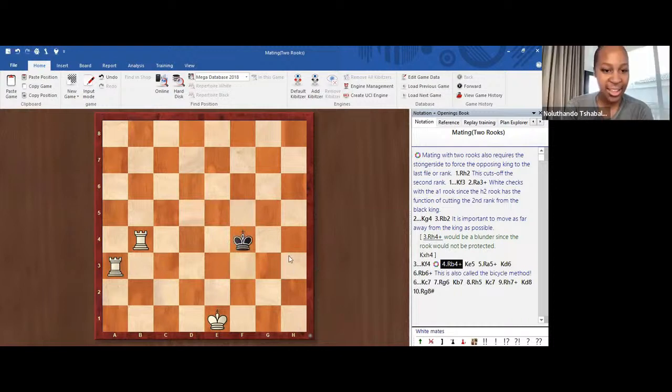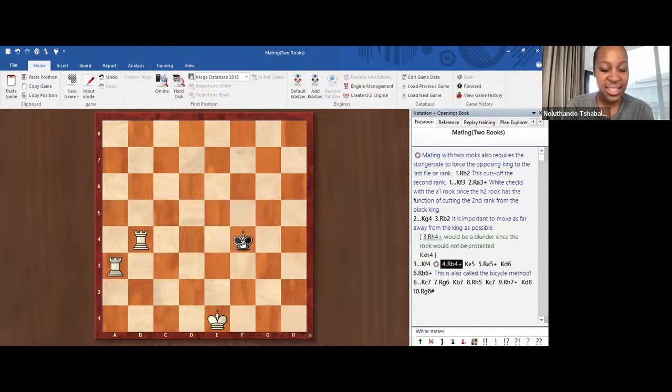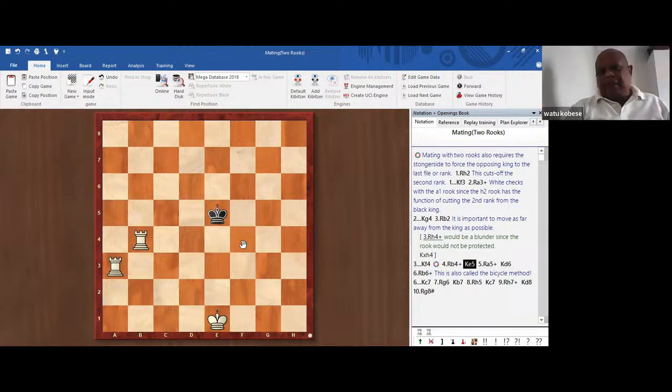Right? And the king cannot move sideways, because this rook is controlling the squares. So the only squares left for the king are these three. So let's say the king moves over to e5. Now you use the other rook. You say check. The king must move up.